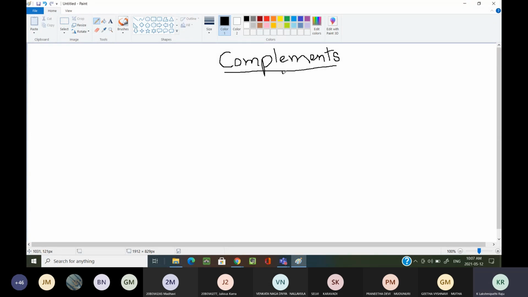There are two types of complements that I already explained in our last class. One is R's complement. The second one is R minus 1's complement.